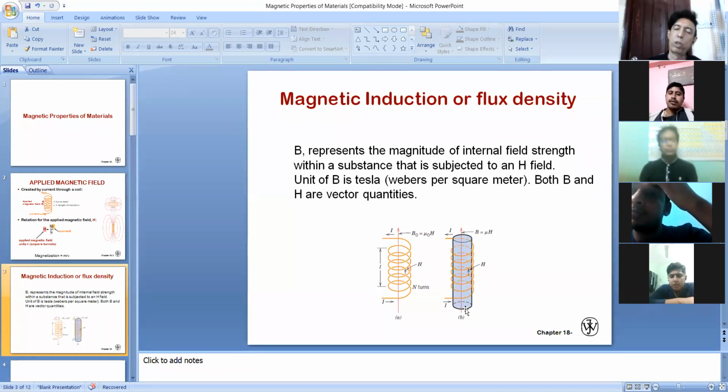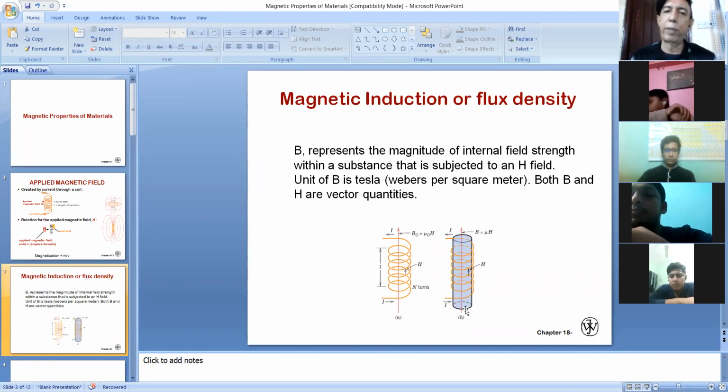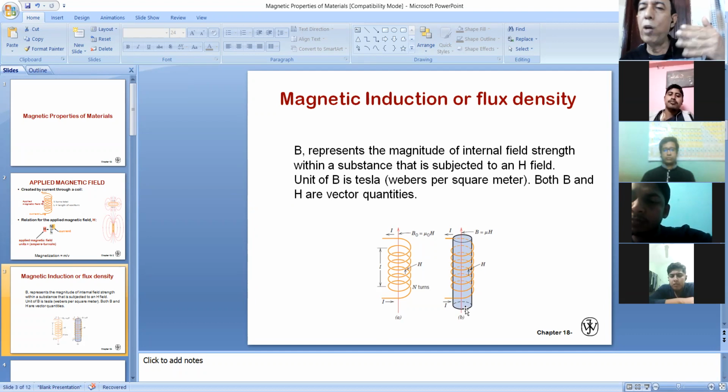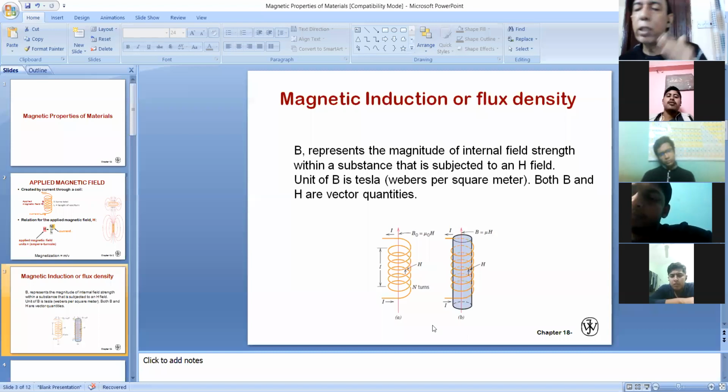So the magnet has its own lines of forces, and it also has a flux density. What do you mean by flux density? Flux density means the amount of lines of forces entering into this magnetic material. The number of lines of forces per unit area entering into this material is known as the flux density and is denoted by phi.